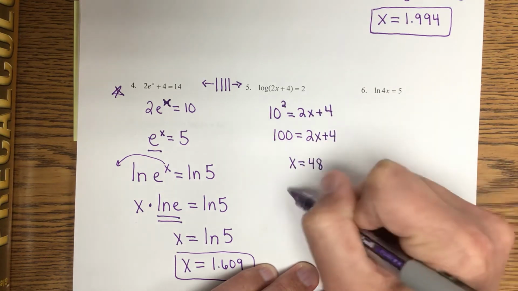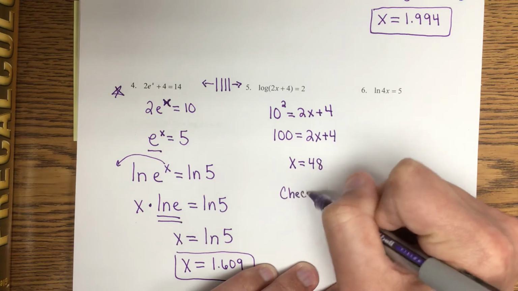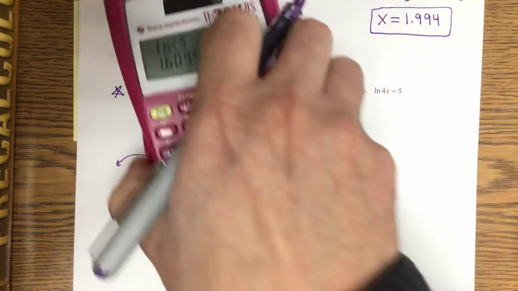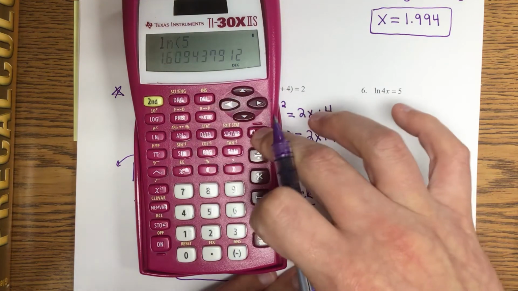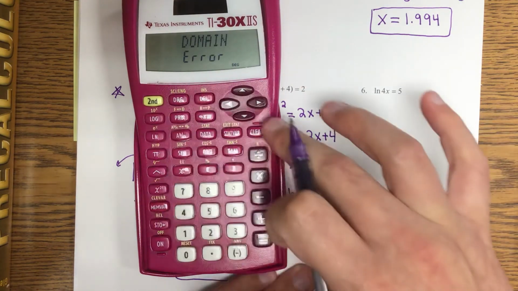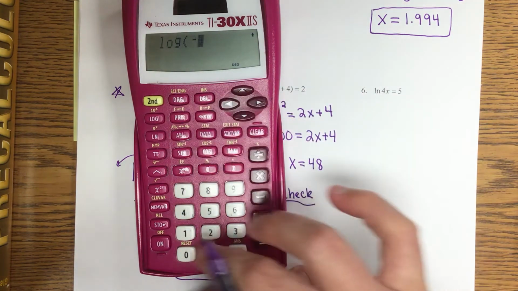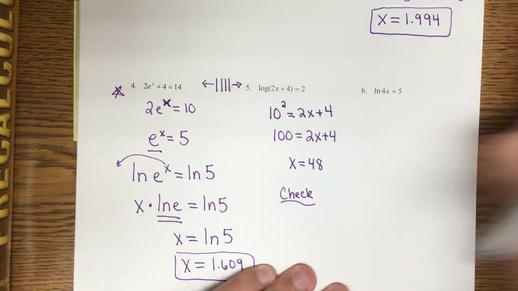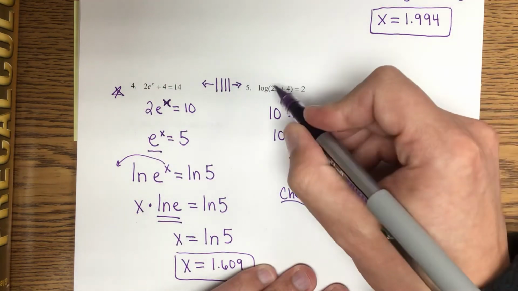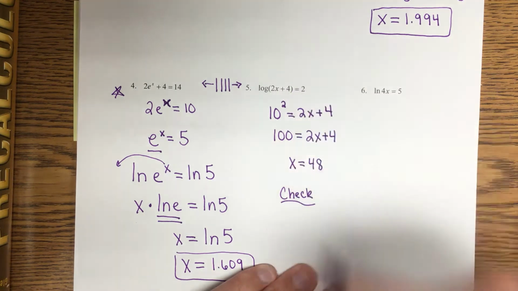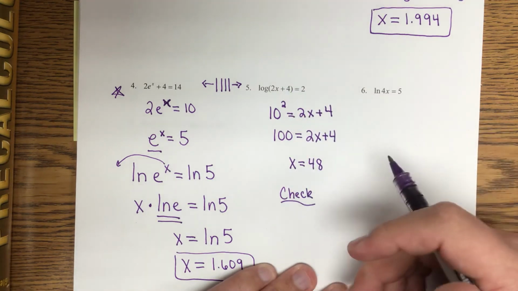Now the hard part is when it comes to logs, you need to check your answer. The reason you need to check your answer is because you cannot take the log of 0, nor can you take the log of, let's say, a negative number. So I want to make sure that doesn't happen. If I put this 48 back in, make sure when you multiply it by 2 and you add 4 that it's not a 0 or a negative number.